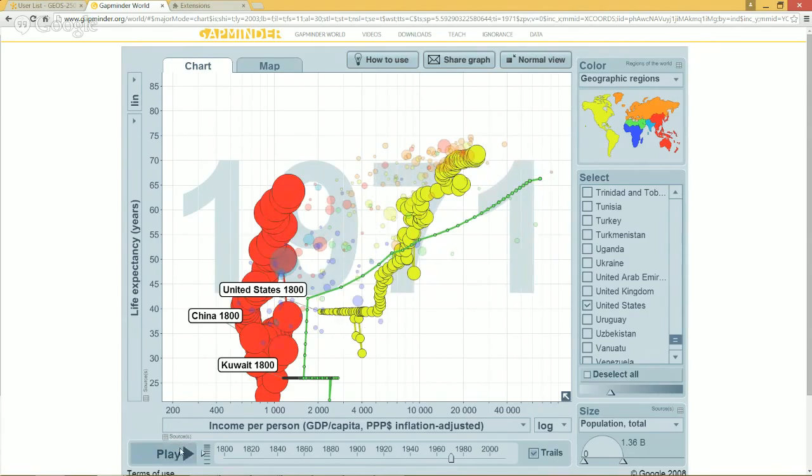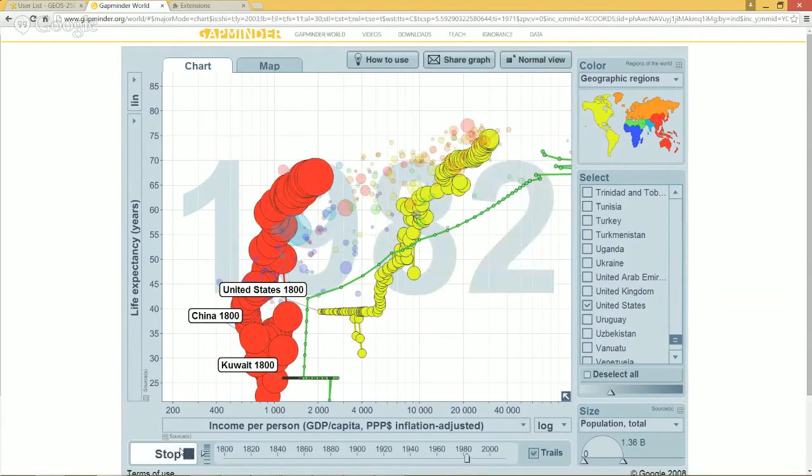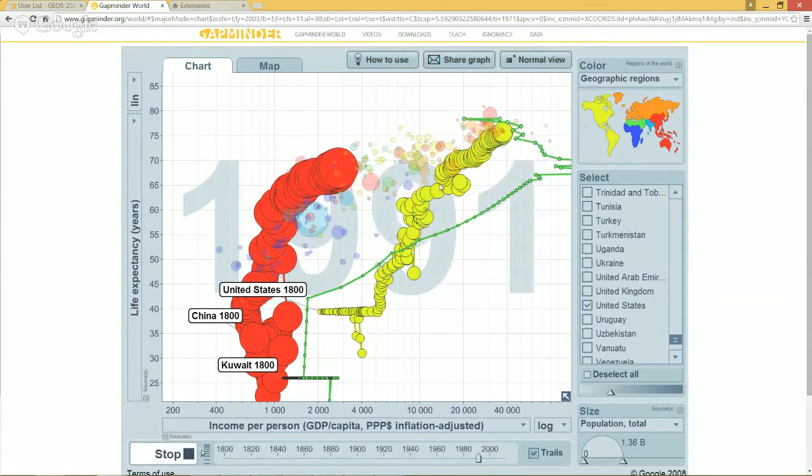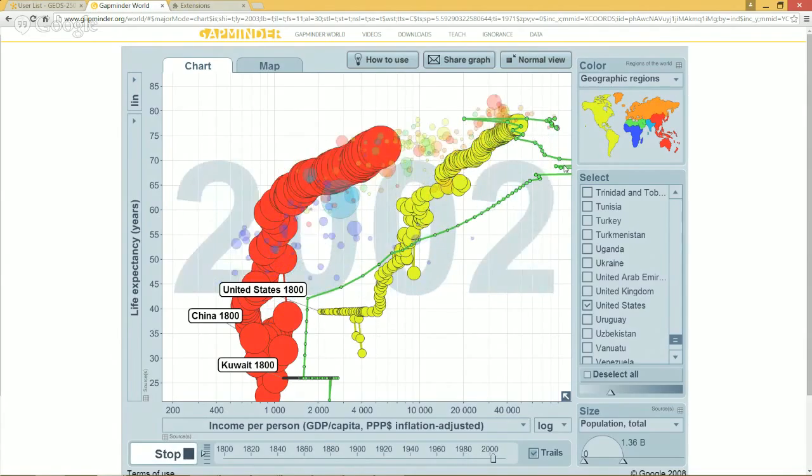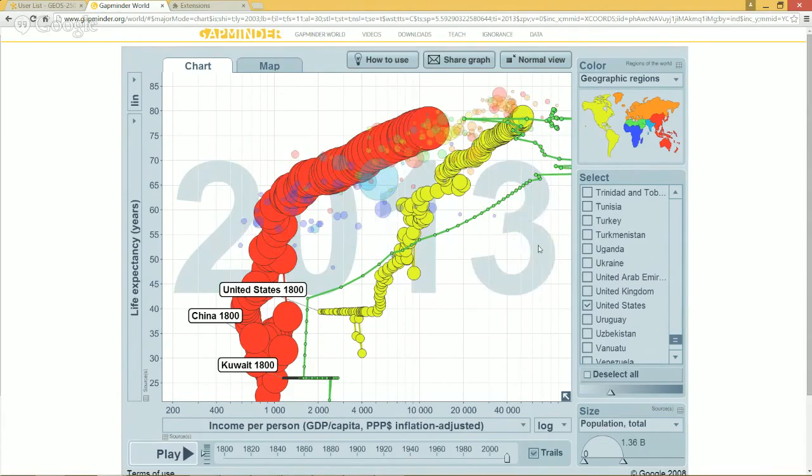And everyone else is staying pretty far behind. So now we're in 1971. China starts to move up. 1982, China's clearly taking off. All of a sudden, Kuwait is, boom, jumped all the way out in front, and now they're doing better than us. And so we get to 2013, and we can see that each country has taken a very different path towards developing, right? We can see that China was kind of stuck and stagnant for a very long time.